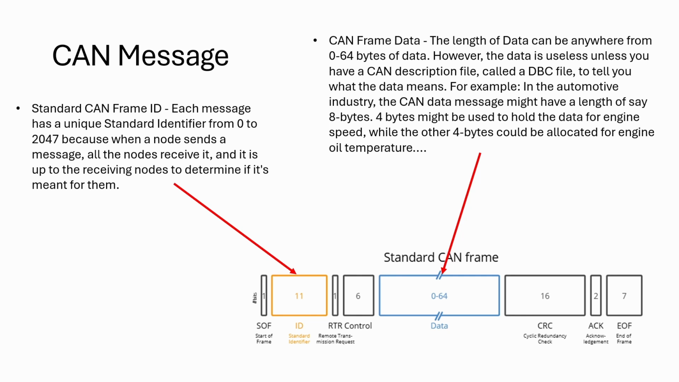But with that said, CAN poses somewhat of a security threat because, like I said, the data right here, it's not encrypted or anything. It's just an ID and data. So if somebody reverse engineers that stuff, they can start figuring out what these messages mean and figure out a way how to hack the vehicle.